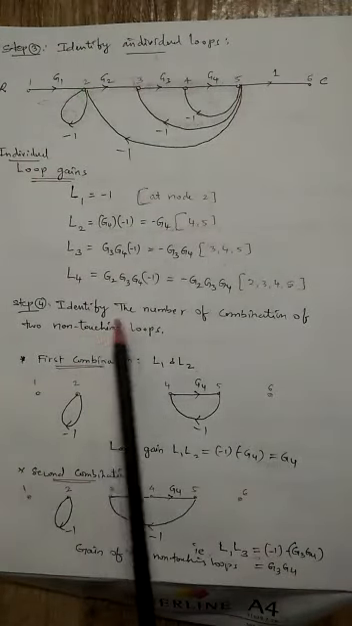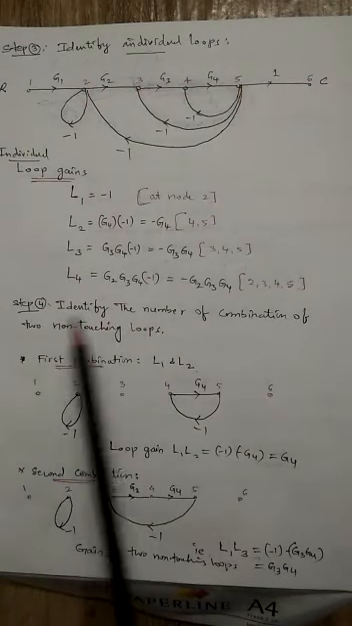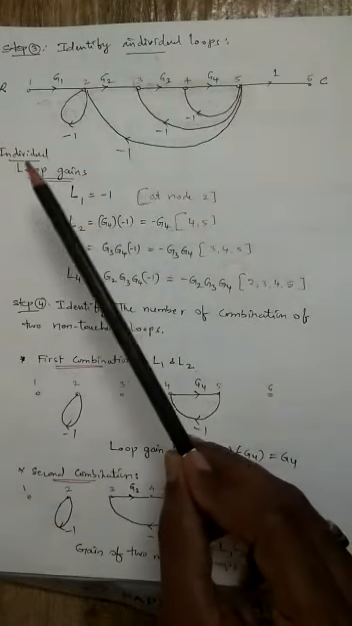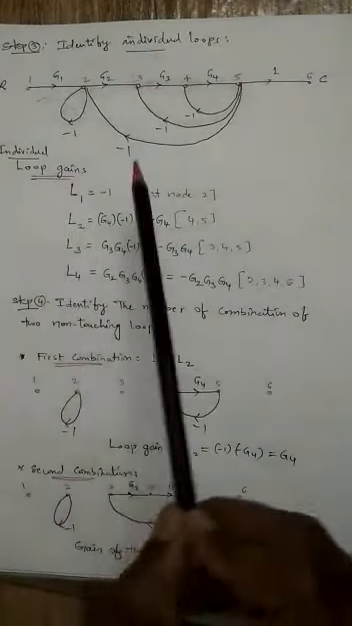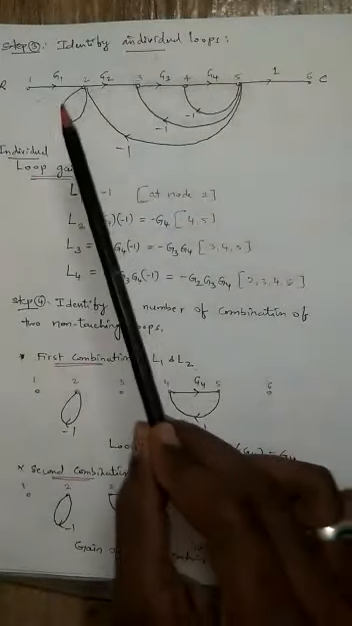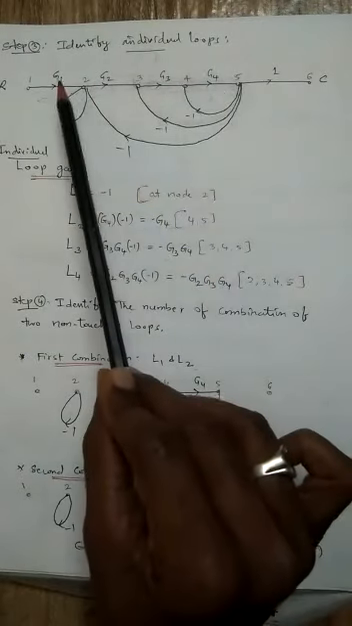Next step is you have to identify number of combination of two non-touching loops. Now in this signal flow graph, you have to identify which are the two loops which are not touching each other, individually not touching each other. So this is L1 loop, this is L2 loop. L1 is connected to node 2.